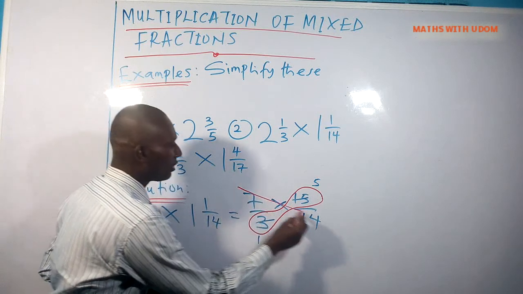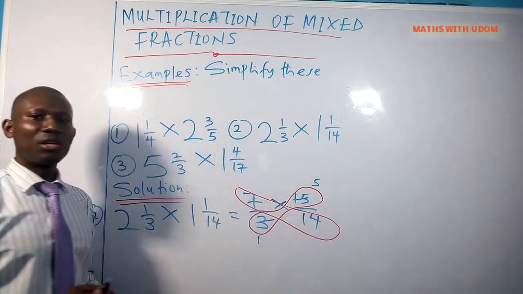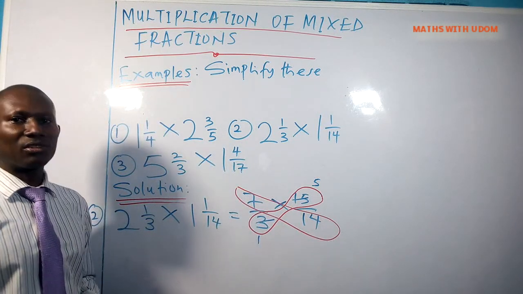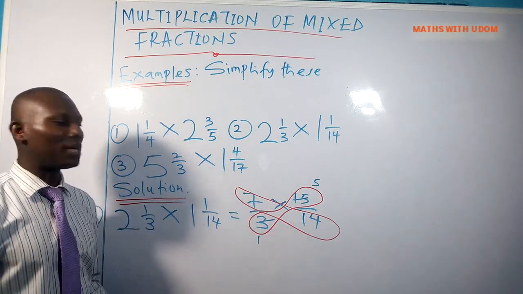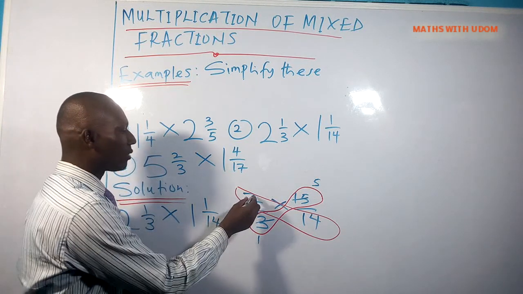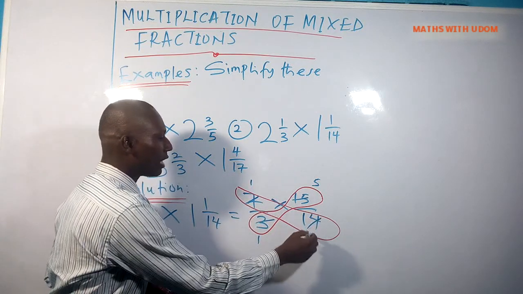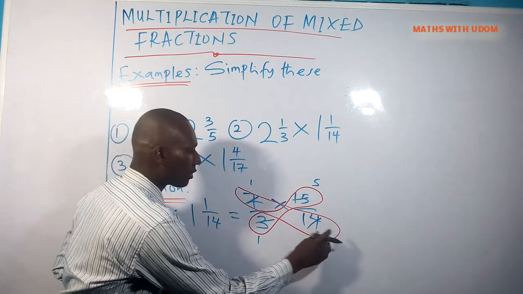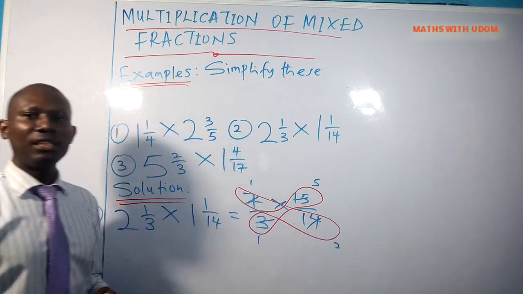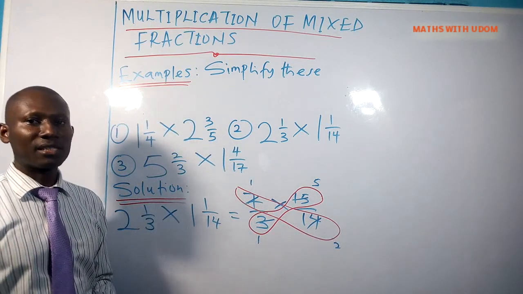Let's look at the second part. 7 and 14 also have what? They have something in common. So we'll cross and cancel them. Okay, they have common factors. 7 can go through both numbers. So how many 7 can go in 7? 1. How many 7 can go in 14? 2. So the next thing for us to do is to multiply the remaining numbers outside.